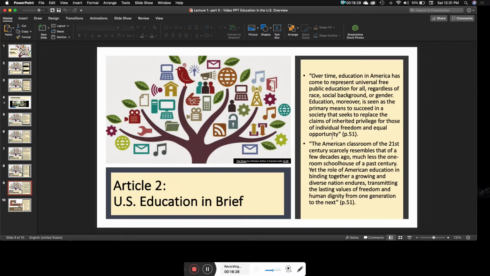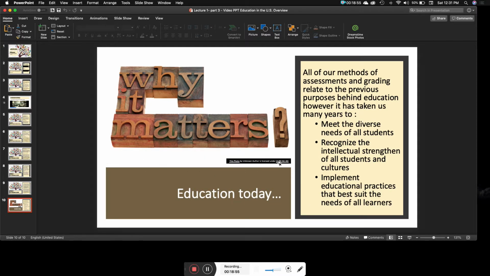There were so many schools built on the Dewey mindset, and now his theory on students being able to co-construct their knowledge is seen throughout a lot of different things that we call cooperative learning. So the impact that some of these philosophers had is extreme on our current practices and on what we see as the notion of learning and of education. So I leave you with this thought, why it matters. Education today, so all of our methods of assessments and grading, relate to the previous purposes behind education. It has taken us a while to meet the diverse needs of all students and also to recognize the intellectual strength of all students and cultures.